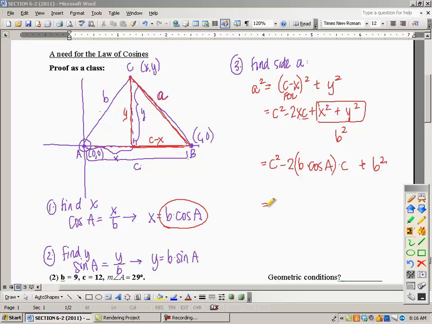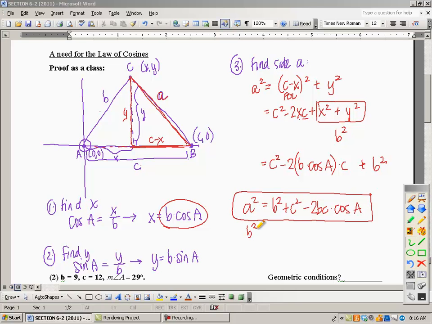Now I'm going to rewrite this a second. A squared, and I'm going to put it in the order you're used to seeing. B squared plus c squared minus 2bc times the cosine of A. And this is one version of the law of cosines. Now we know that there are 3 versions, and you could rearrange how the triangle looks, but that's one version.